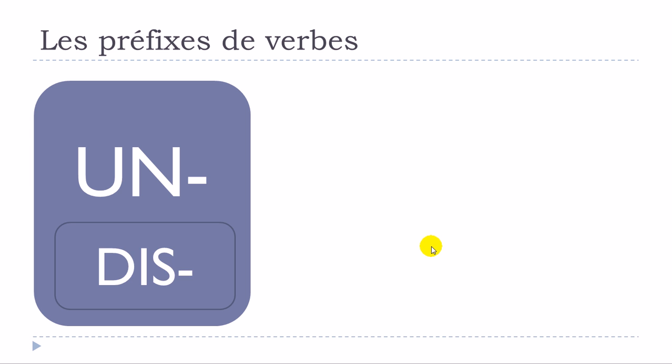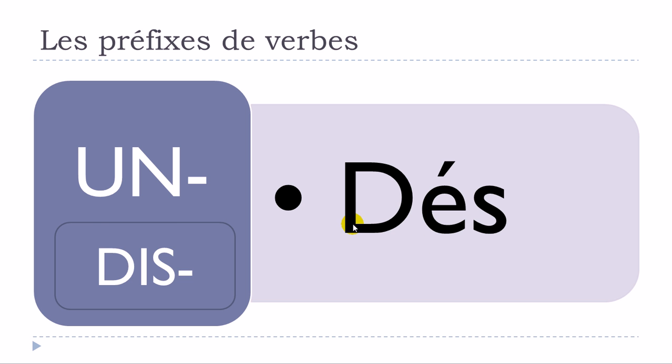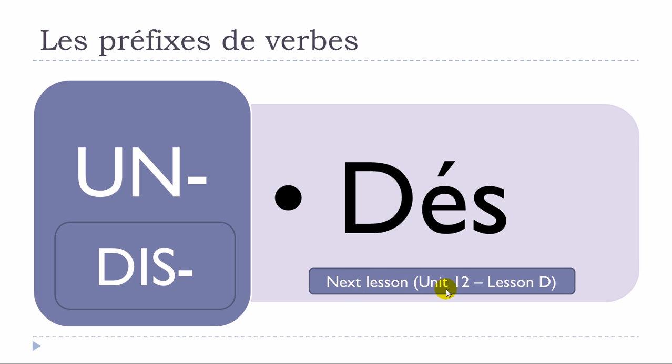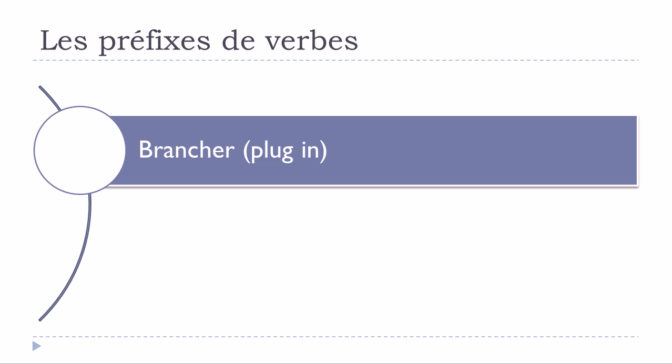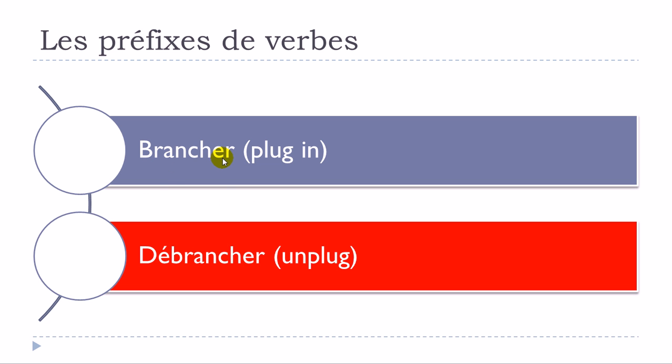Keep in mind that in the next lesson, unit 12, lesson D, we've got the option of D accent aigu S, and we will see that in the next lesson, but in this lesson we'll only focus on the D. So let's take an example now. We've got brancher, and then débrancher. It's actually quite easy. You just put this D in front of the verb. Brancher, débrancher.